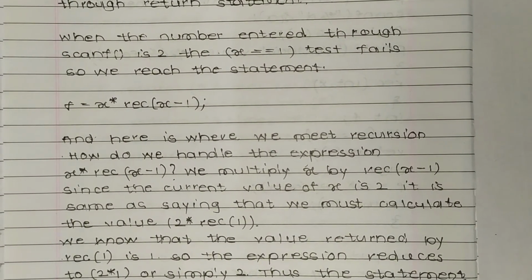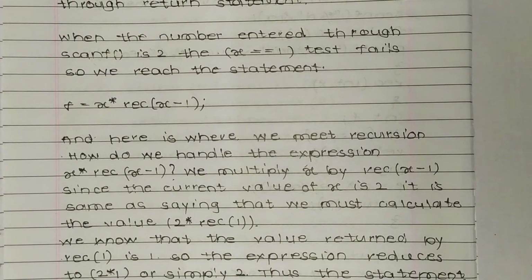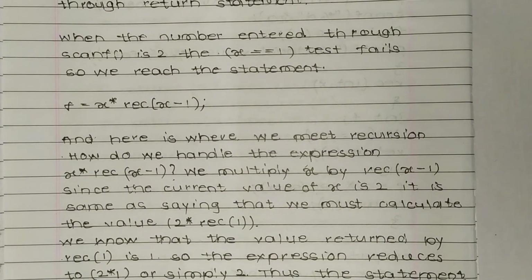When the number entered through scanf is 2, x is not equal to 1, so the test fails, and we reach the statement f is equal to x star rec x minus 1, and here is where we meet recursion. So this is a recursive statement, and here we met recursion.